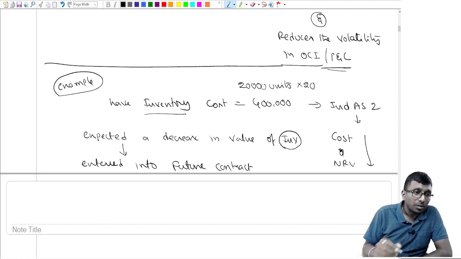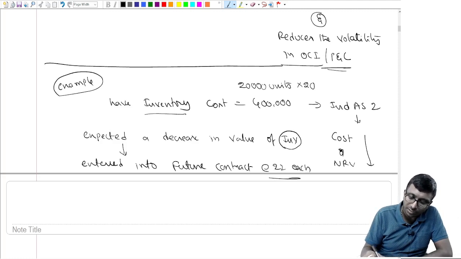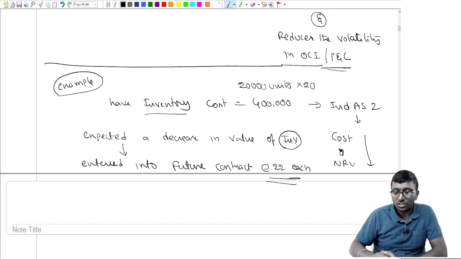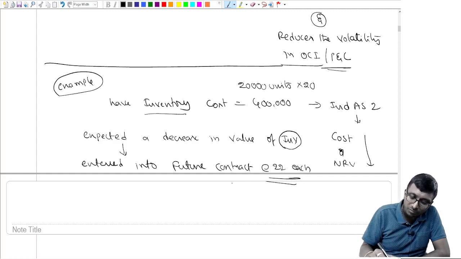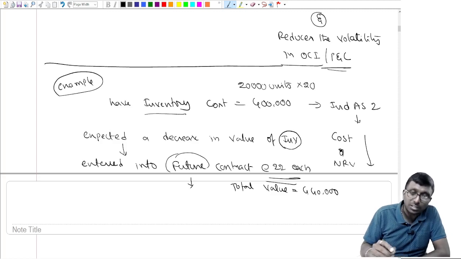What is a future contract? We said that at the rate of 22 each unit we will sell it. For 20,000 units, 20,000 into 22, my total contract value, what I will get on sale, is 4,40,000. Right.